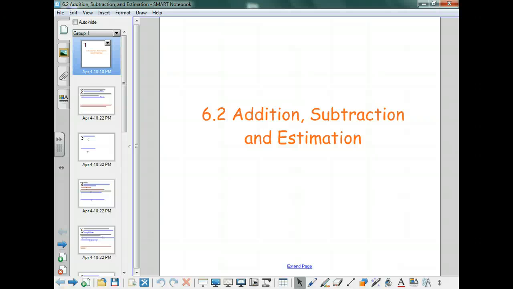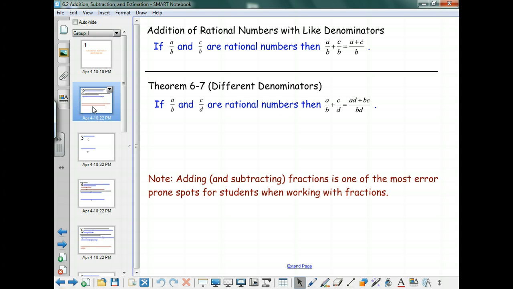Right, the next thing we're going to take a look at today is 6.2. So 6.2 is addition and subtraction, and then also we're going to do a bit on estimation. All right, so we're going to start with the basic addition and subtraction that you would start with if you were teaching.